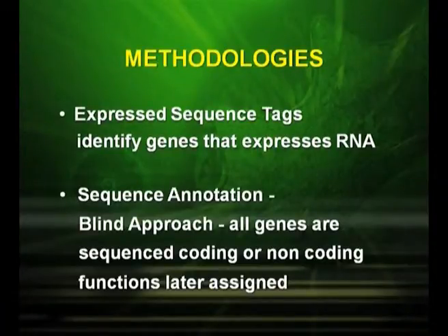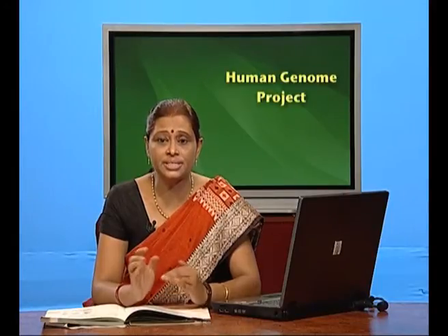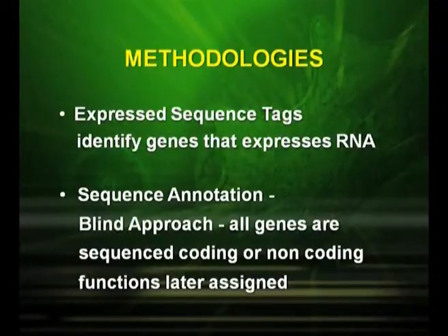Now let us see the methodologies to study HGP. The first important methodology is Expressed Sequence Tags, to identify genes that express RNA. Here we identify only the genes that are expressed. And the second important methodology is sequence annotation. That is a blind approach, where the genes are sequenced whether they are coding or non-coding, so it contains both the introns and the exons, and later on the functions are assigned to them.